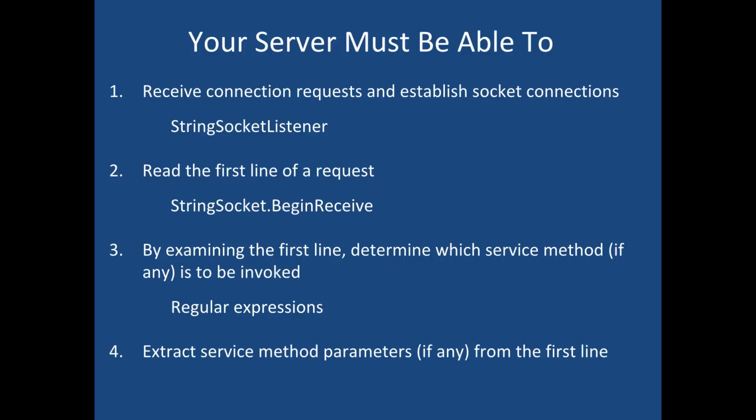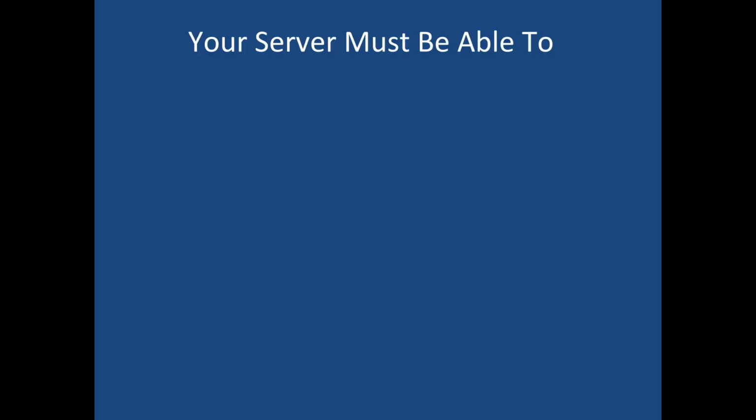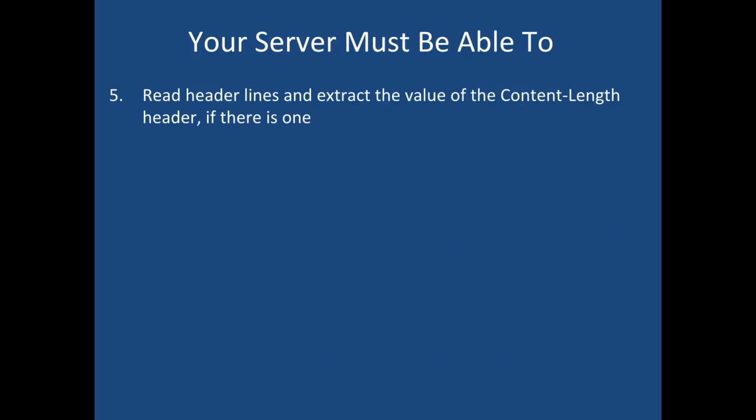Then, if there are any parameters in the first line, you've got to pull them out. Once you figure out which endpoint is being targeted, you'll know whether there are parameters in the URL, and you pull them out with regular expressions as well. This is all stuff you know how to do. It's just step, step, step, step, step.